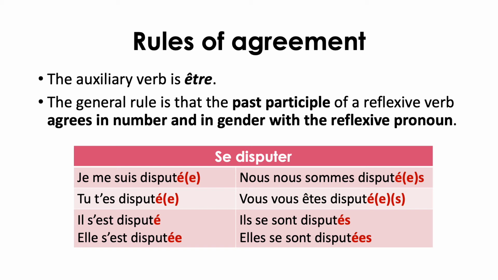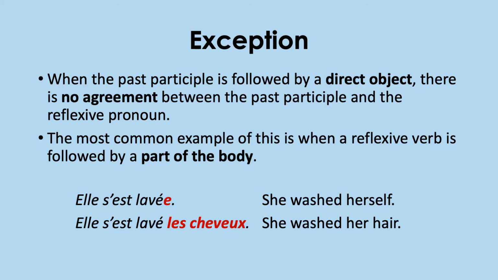Who is the subject? Then we have ils se sont disputés with an extra S because this would be a group of all men or men and women. And elles se sont disputées with an extra E and an extra S because it's more than one person, it's a group, and they're all feminine. Now, there is one exception that we need to note here.